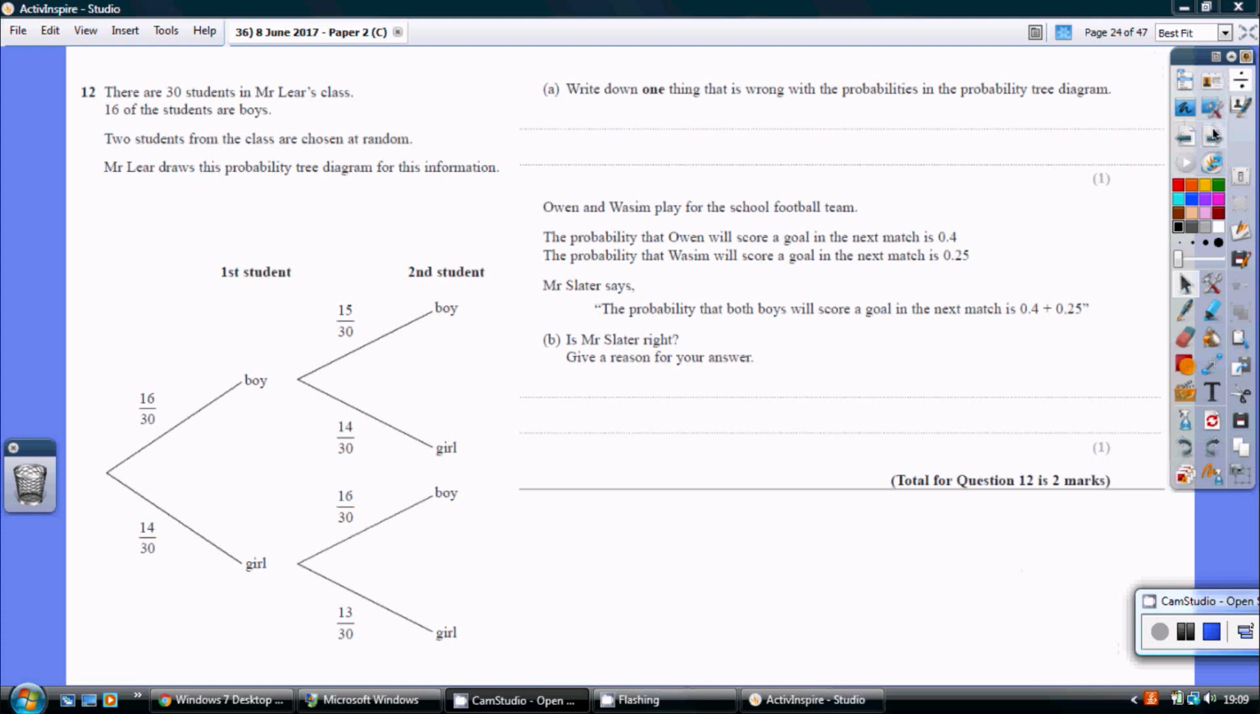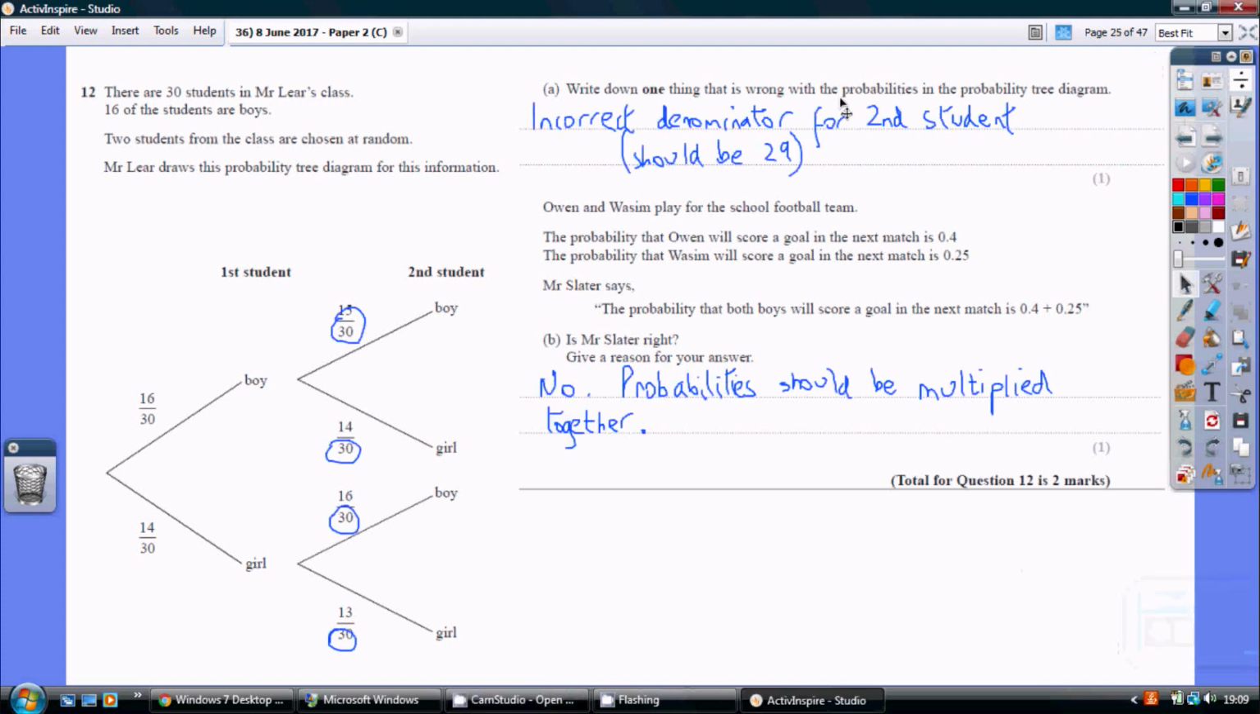Question 12. So we're told there are 30 students in Mr. Lear's class, 16 of the students are boys, 2 of the students in the class are chosen at random. So we're choosing 2 of the boys. So we choose one boy, here's the choice of the first student, and then we choose a second student. So the chances of choosing a boy with the first pick, that's right, that's 16 out of 30.